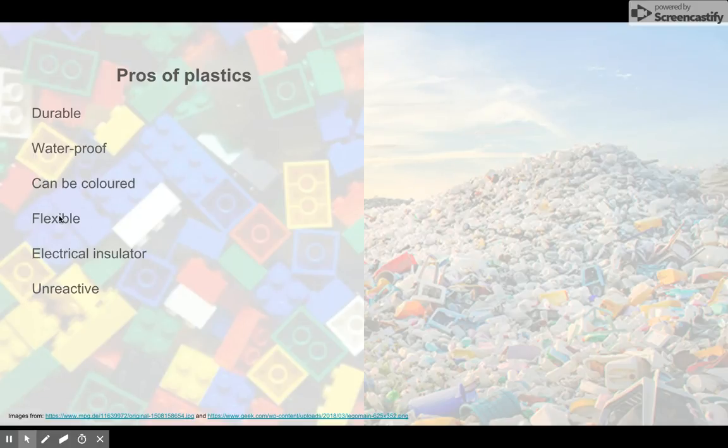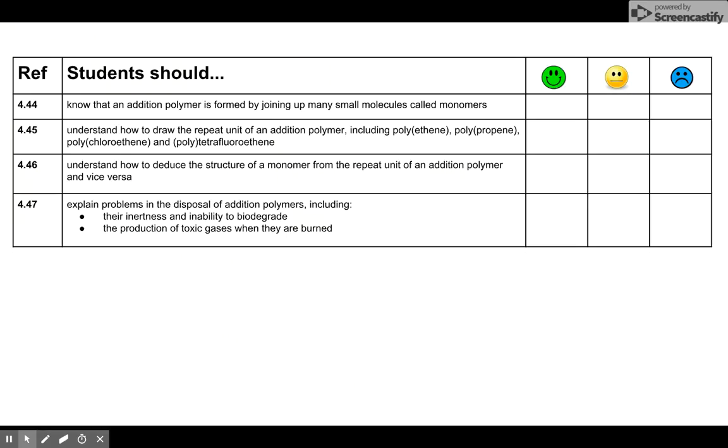They're flexible, or they can be flexible. That's very useful. Electrical insulators. That means that they can potentially be used for electrical wires or electrical components. And they're unreactive. That means that they don't react, so that means they last a long time. And that leads on to the cons of plastics. We'll talk more about that later. So, syllabus statements, press pause on the video, and we'll come back to these.